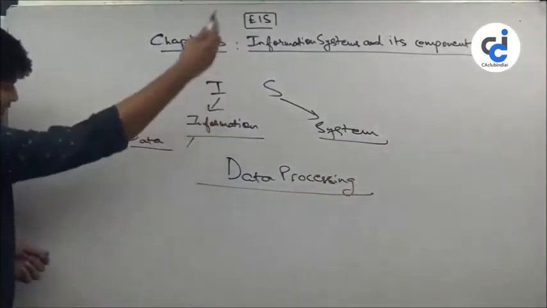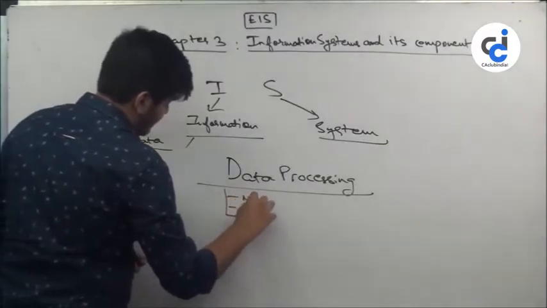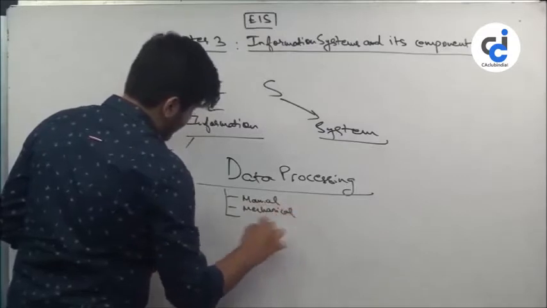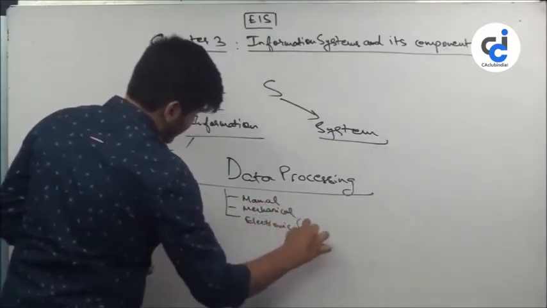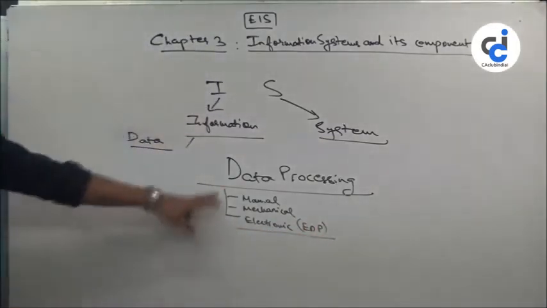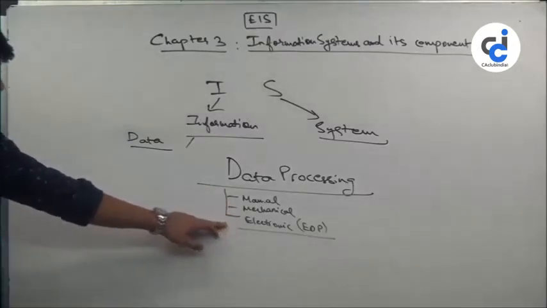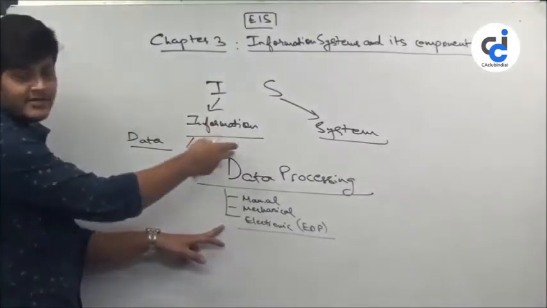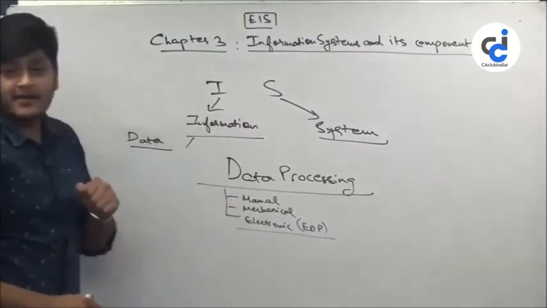Now, in the older syllabuses, or just for knowledge, note, we have 3 types of data processing: manual, mechanical, and electronic. This is also known as EDP, which you must have heard in college or in school. Manual data processing, mechanical and electronic data processing, right? So what is our major task here? To convert data to information using a system. It might be manual, mechanical, or electronic.